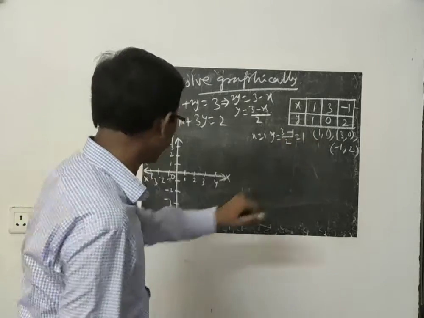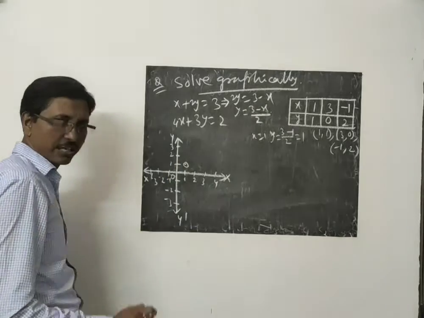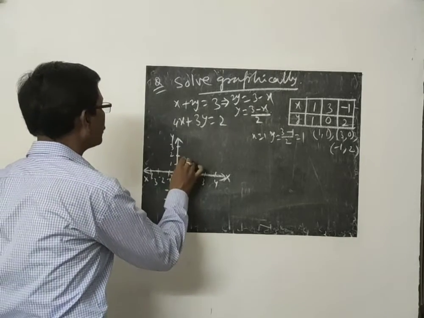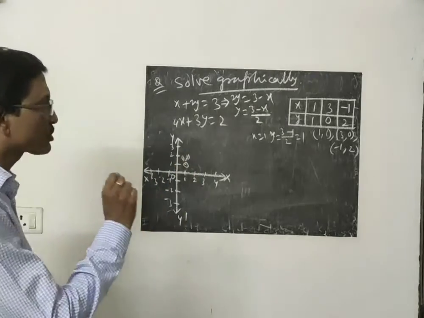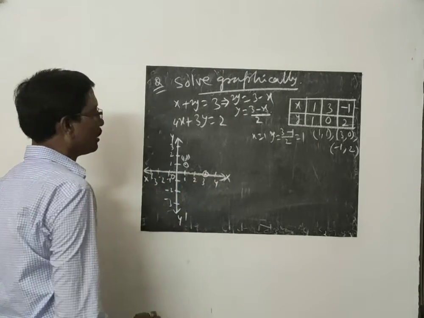The first point represents 1, 1, meaning plus 1, plus 1. That is the point you got. You should write the coordinates also. Suppose 1, 1. Last you will write 3, 0. For x equal to 3, y is 0 only. It is 3, 0.